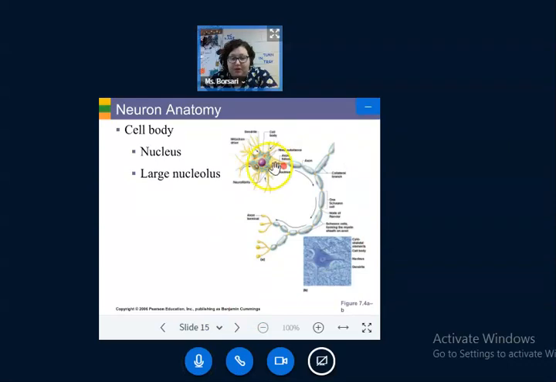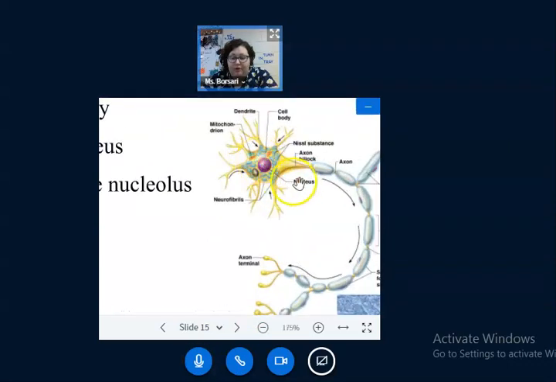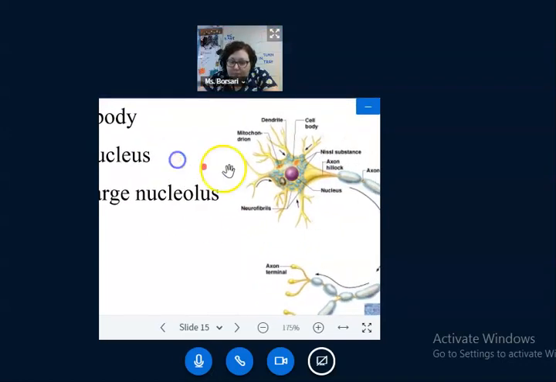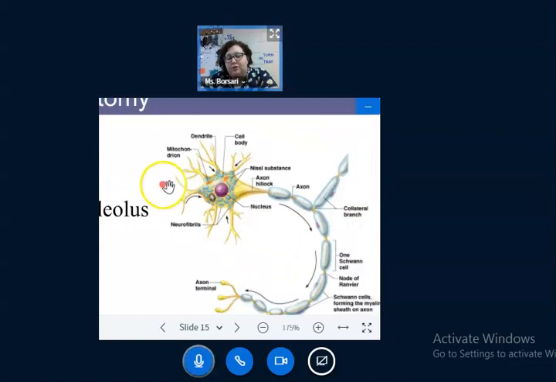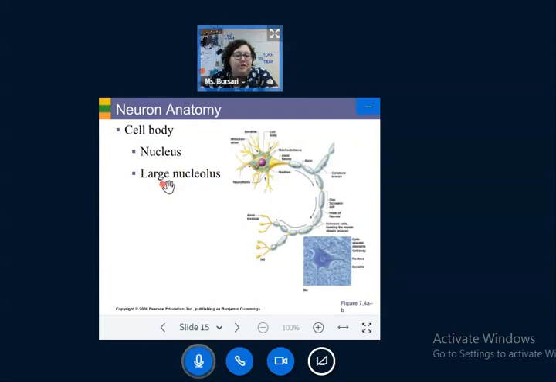Again, we can see here in our cell body, we've got our very large nucleus, and we also have a nucleolus, which is in the center of our nucleus. The function of that organelle is to produce ribosomes. So cell body, again, think of that like the head of the neuron.